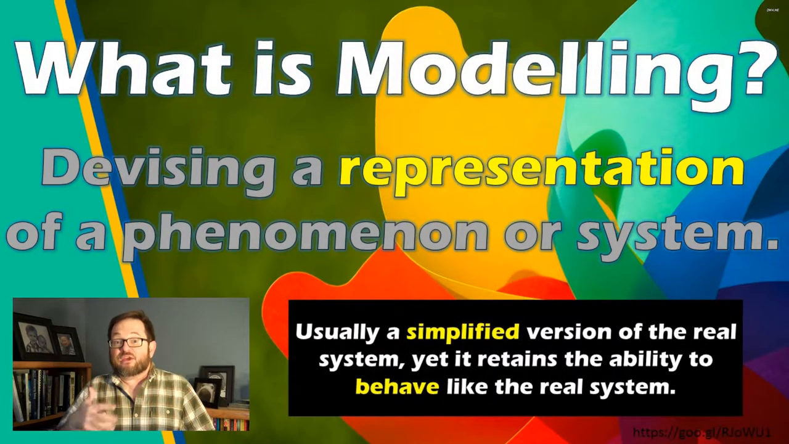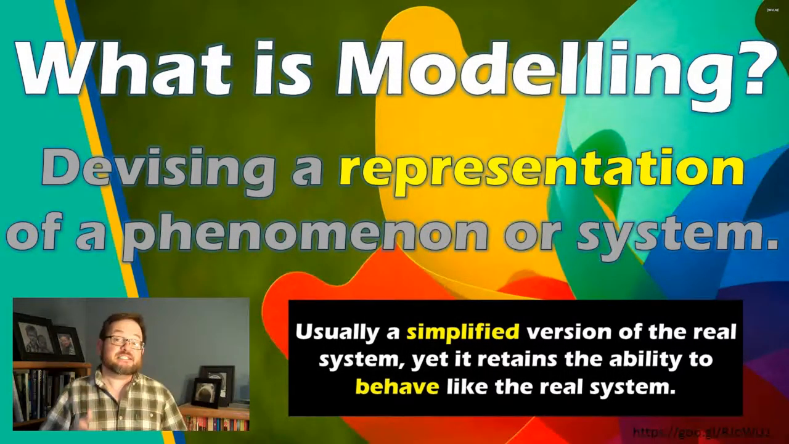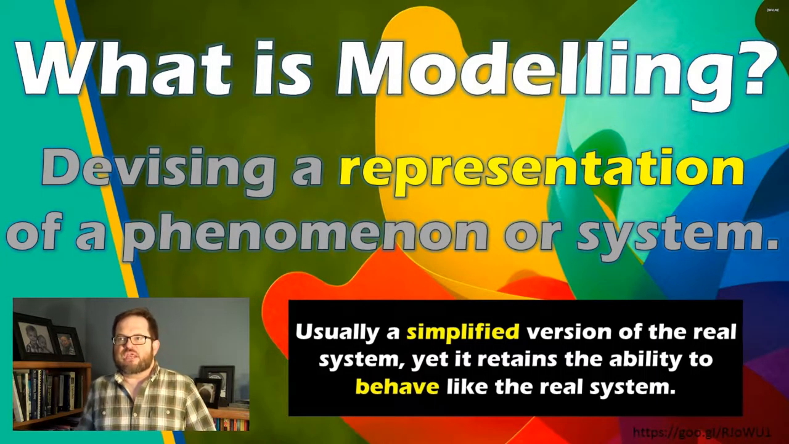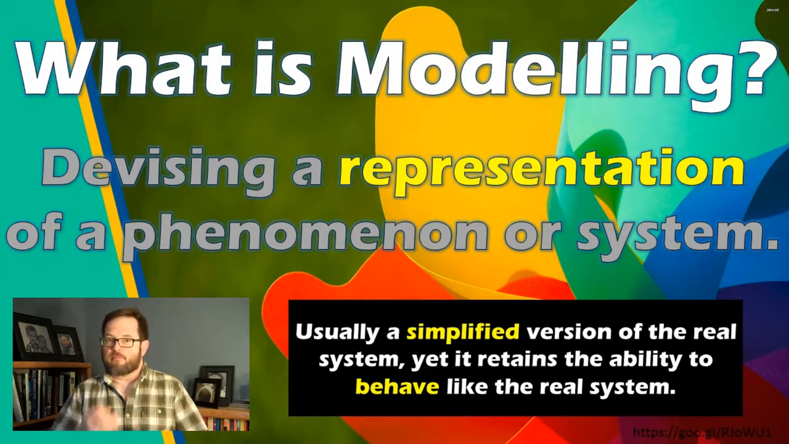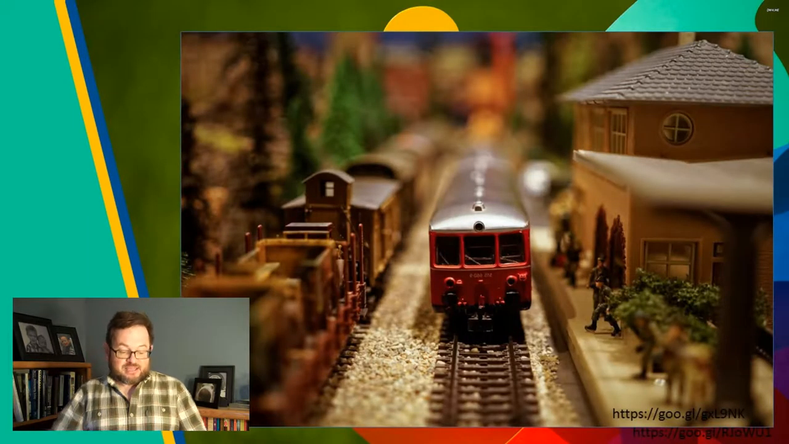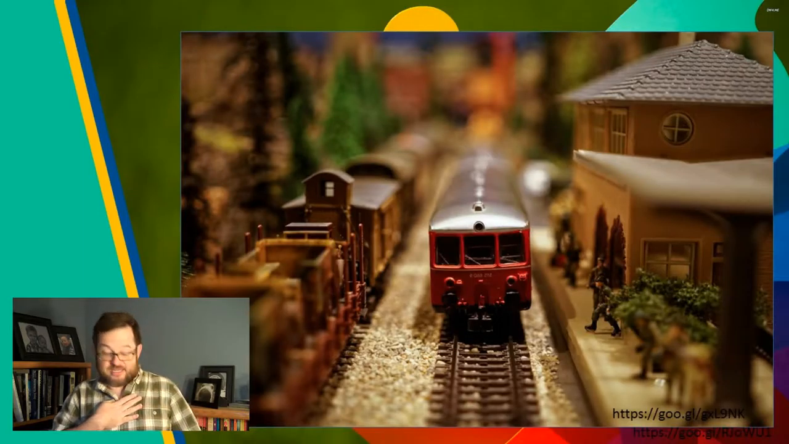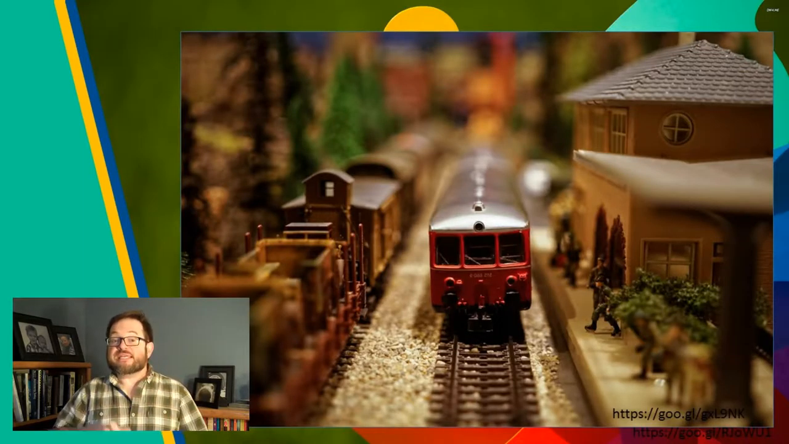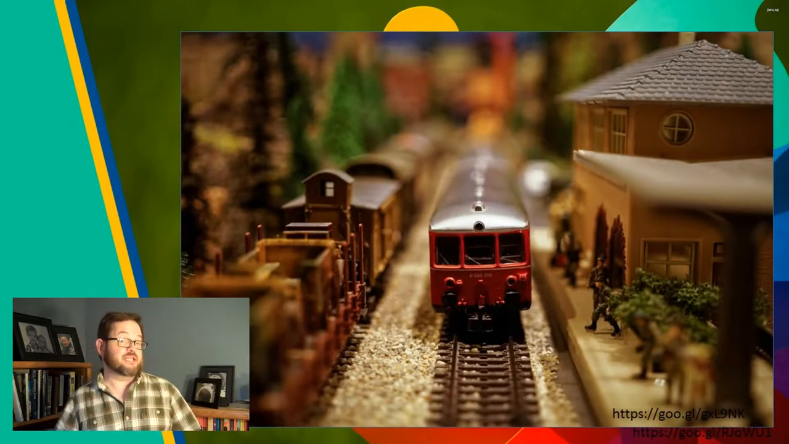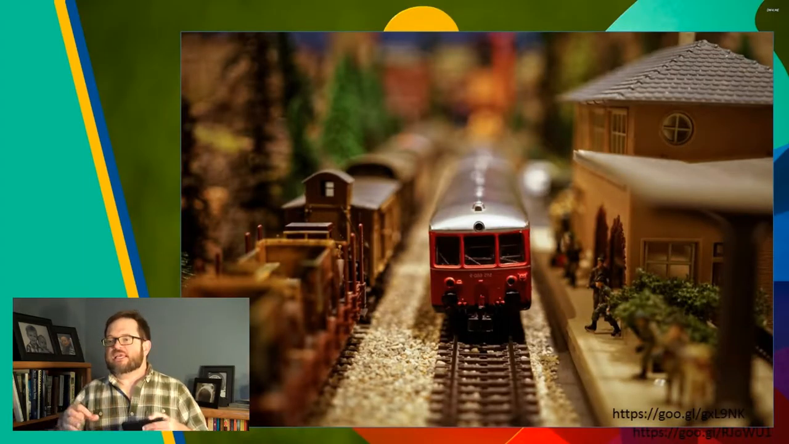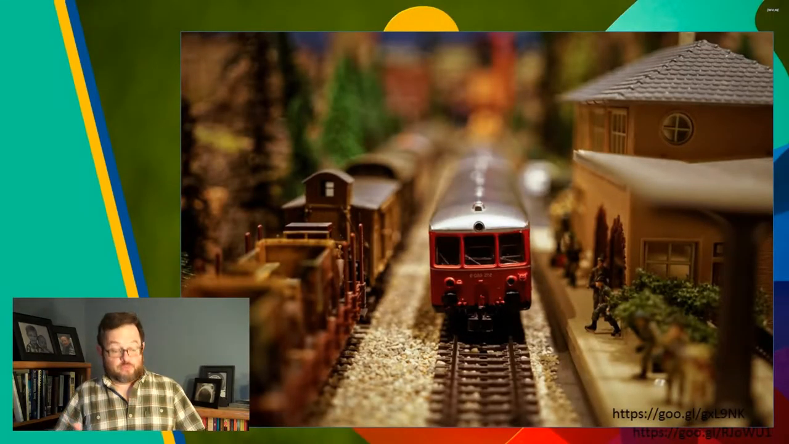But this idea of it being a representation can mean lots of different things. If you just throw around the word model to someone who has no experience in any of this stuff, they might be thinking of something like a model train, and I'm actually pretty supportive of that idea. A model train is a type of model. It is a model in the sense that it is a representation of a real system.